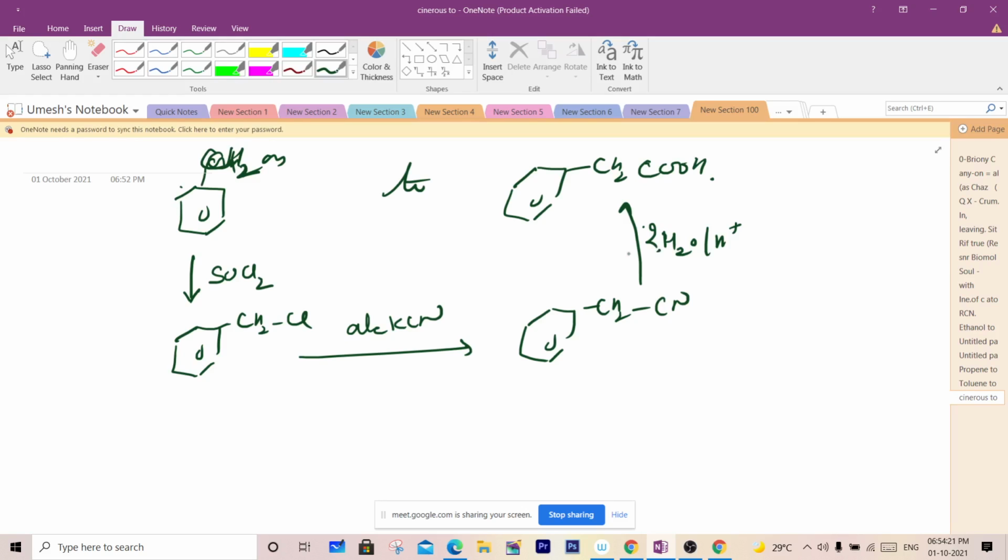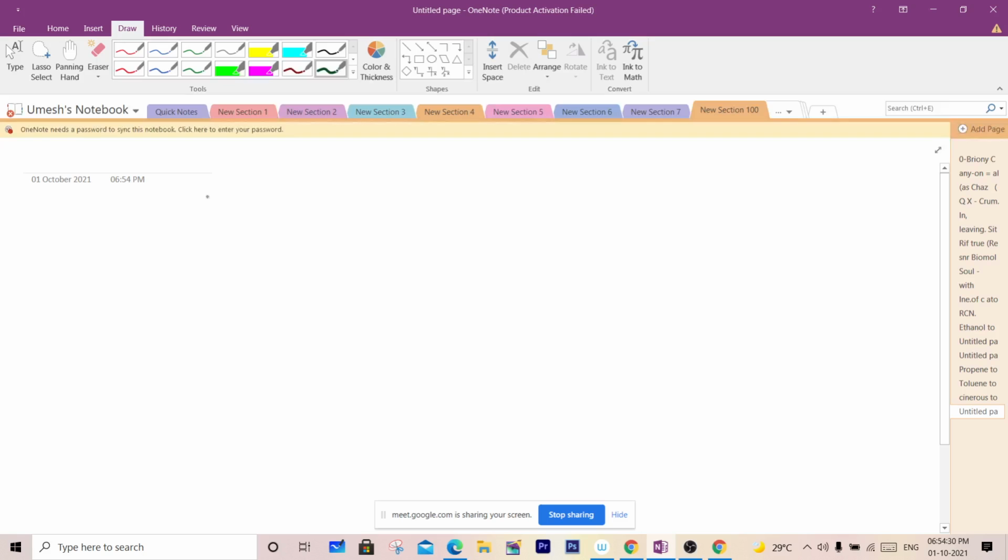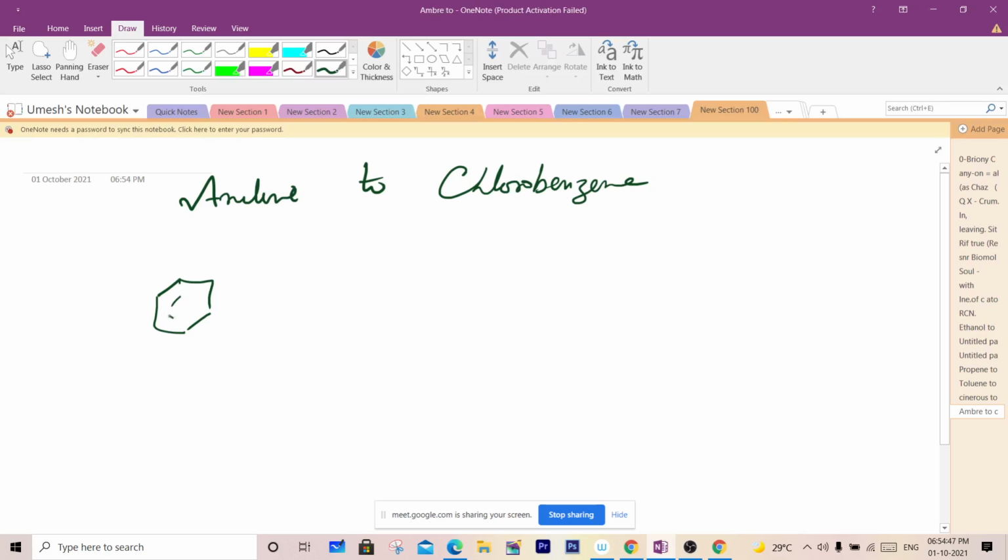Understood? Yes, sir. That's clear. Okay. Convert aniline to chlorobenzene. What is aniline? Benzene with NH2. Good. And chlorobenzene is this one, right? Tell me what we can do.